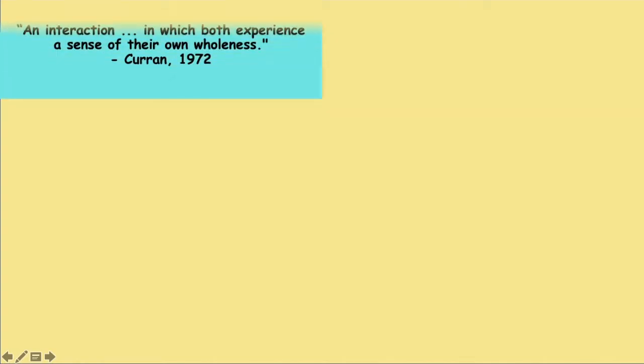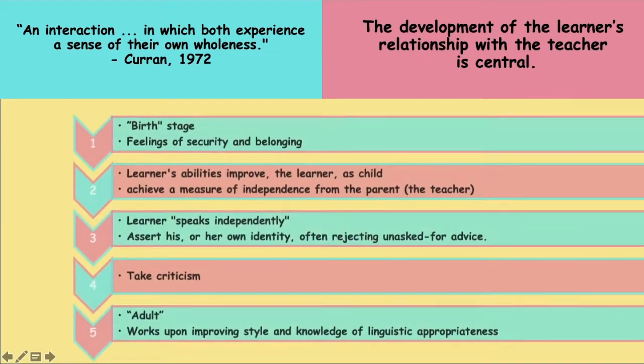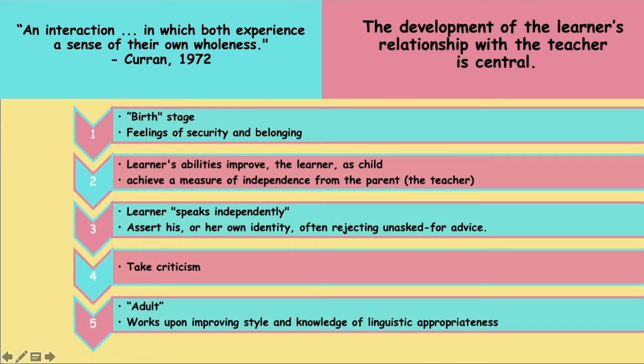CLL advocates a holistic approach to language learning, which is termed whole person learning. Such learning takes place in a communicative situation where teachers and learners are involved in an interaction in which both experience a sense of their own wholeness. Within this, the development of the learner's relationship with the teacher is central. The process is divided into five stages and compared to the ontogenetic development of the child.